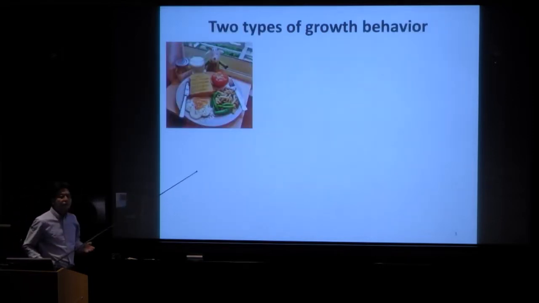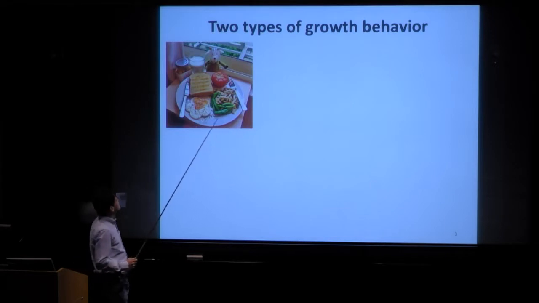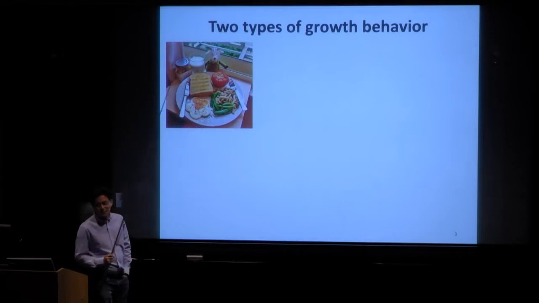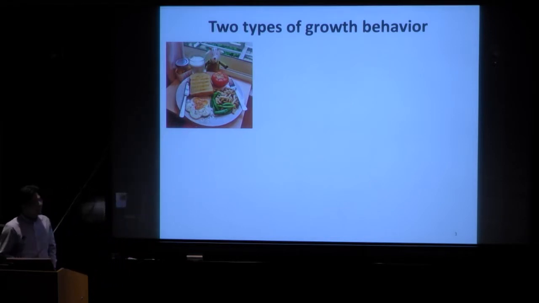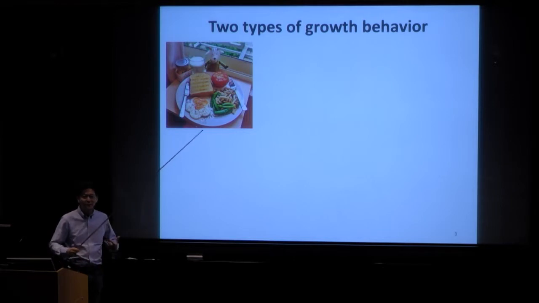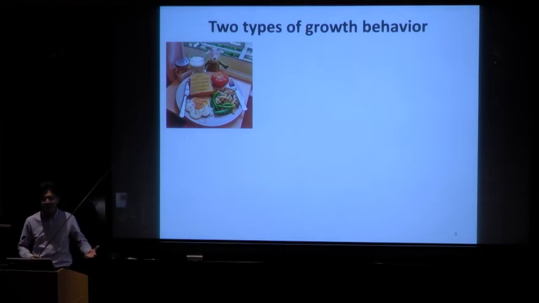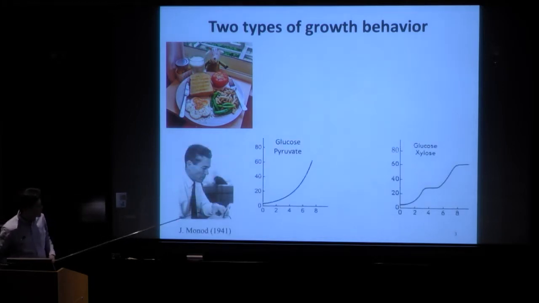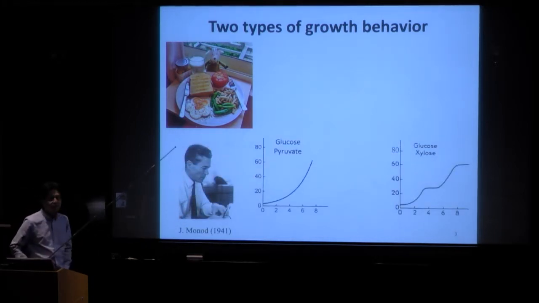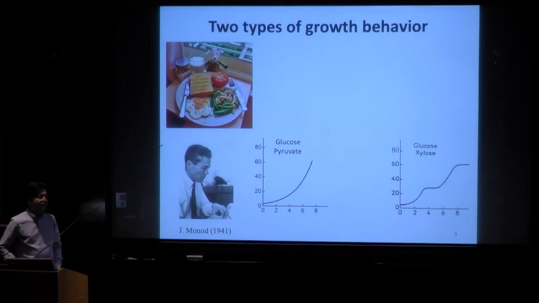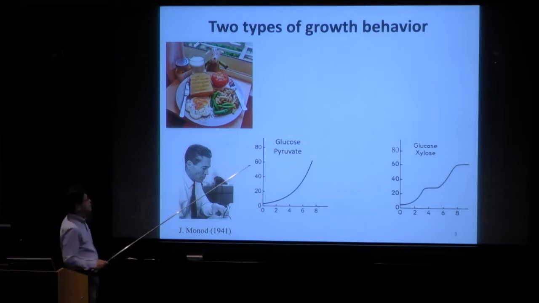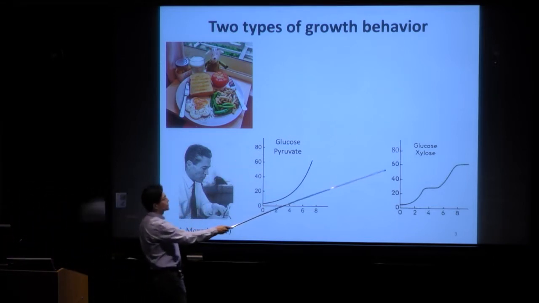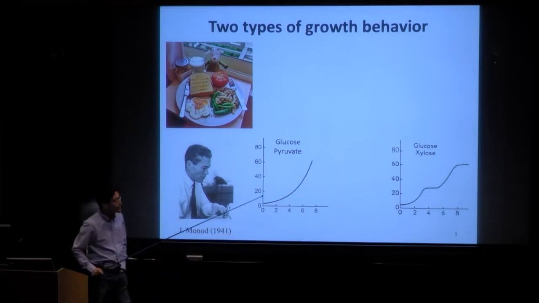Okay, so the first problem, bacteria. That's my breakfast this morning. Not exactly. When you are presented with a bunch of food, what's your choice? Do you eat them simultaneously or do you eat one after another? This sounds like a game, but Jacques Monod did this exact same thing for bacteria. He fed the bacteria with combinations of carbon sources or sugars.